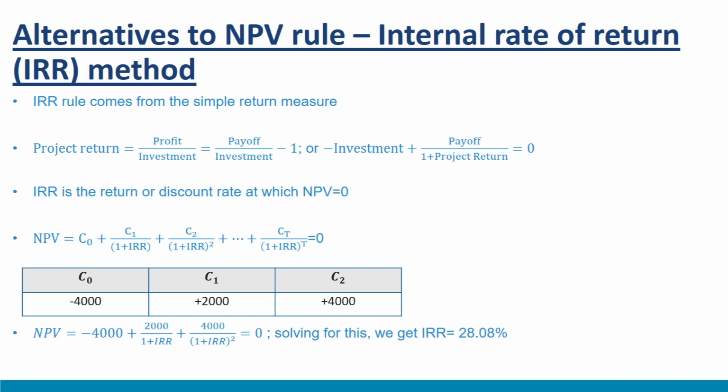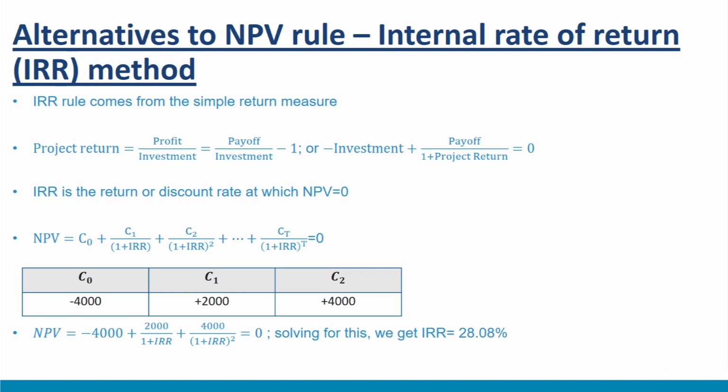If we carefully examine this formula, we can rearrange it slightly to obtain the expression as shown here. Minus investment plus payoff upon 1 plus project return equal to 0. It should not be very difficult to see here that the NPV of the project is 0 at this return. This can be generalized to a multi-period project to define a more generic IRR formula. That is, IRR is the return or discount rate at which NPV equal to 0. It is a very useful measure, though it sometimes contradicts inferences from NPV rule. With this definition, the IRR rule can be expressed as shown here.